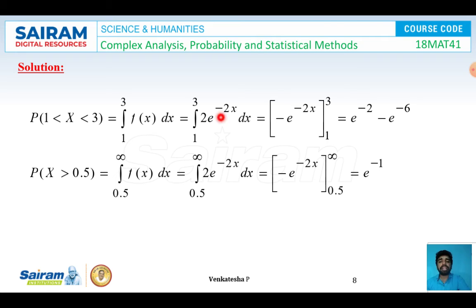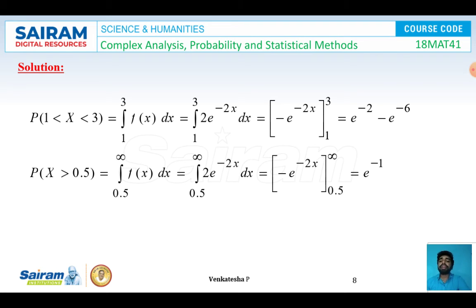After integrating e^(-2x), I'll be getting e^(-2x) by minus 2. So 2 gets cancelled. I got only minus e^(-2x) between the limits 1 to 3. Applying the upper limit, I got minus e^(-6), I wrote here. And for the lower limit, it will become plus e^(-2), I wrote here. So I got the value of P(1 < x < 3) is e^(-2) minus e^(-6).